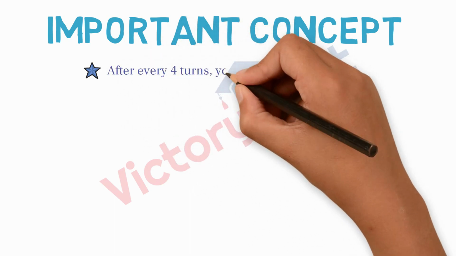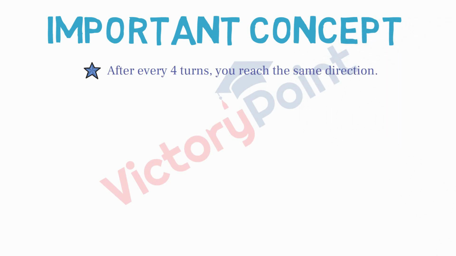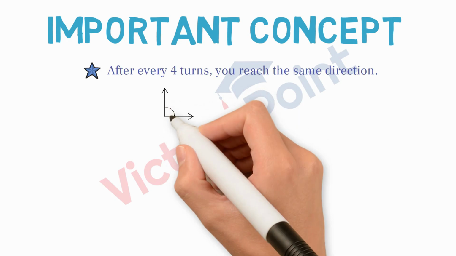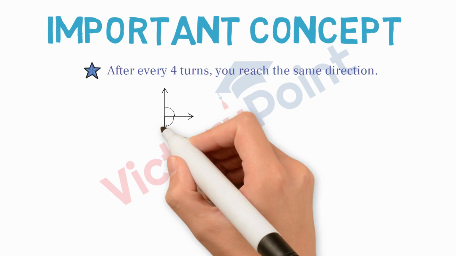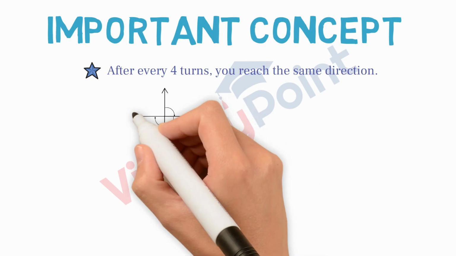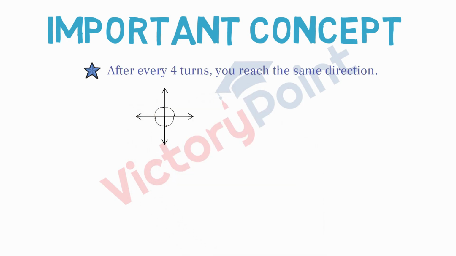After every 4 turns, you reach the same direction. For example, the person is facing north. After the first right turn, he will be facing east. Again a right turn, he will be facing south. Again one right turn, he will be facing west. And after the 4th turn, he will again be facing north. So after every 4 turns, the person will return to the original direction he was facing in.